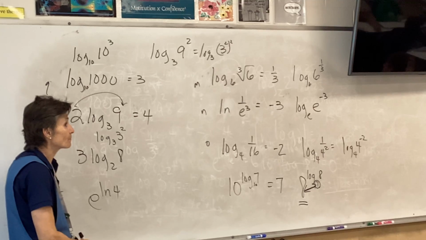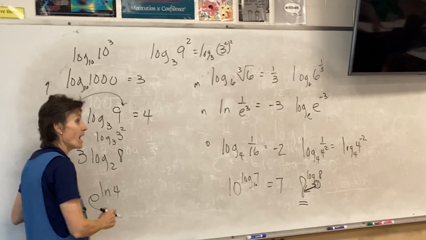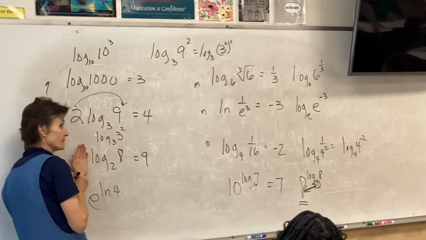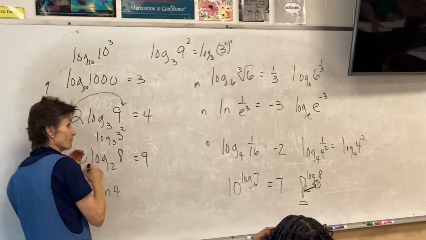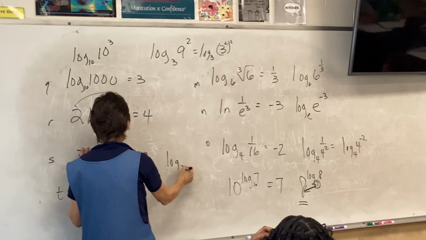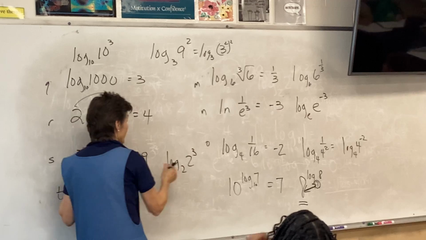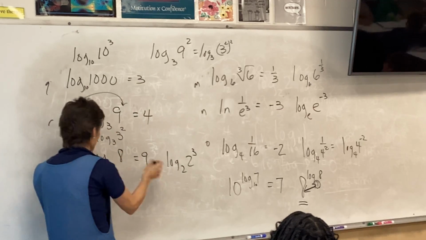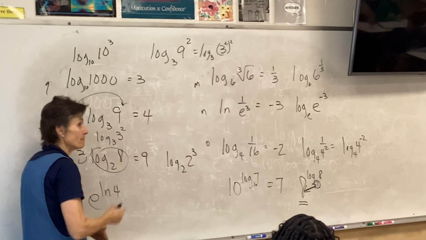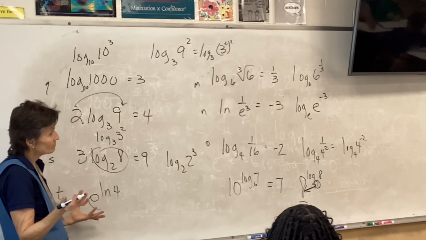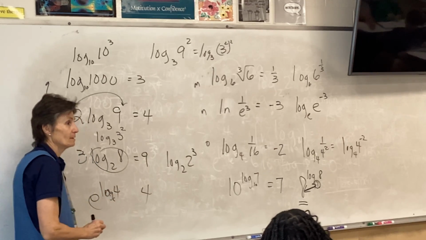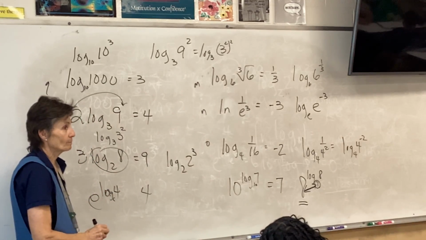Anya? S is 9. Ooh, that's a big number. Let's check it out and see if she's right. Did you do it this way, Anya, or did you bring the 3 out? This way? Okay, so the log base 2 of 8 is 2 cubed. So this part of the problem is 3 times 3 is 9. Perfect. And what's this one? 4. Because this is log base e.